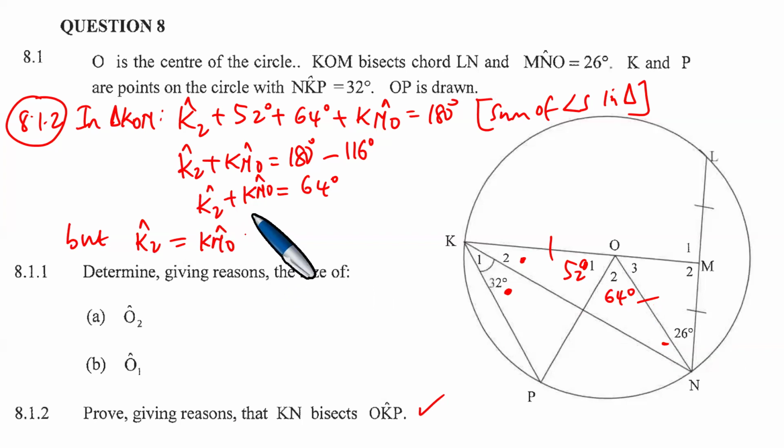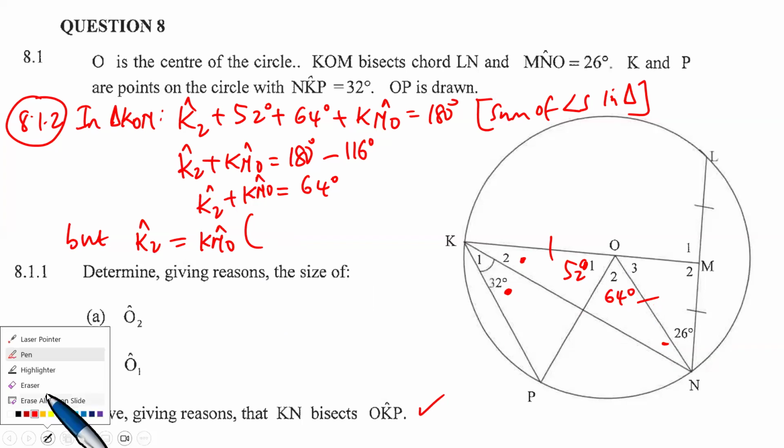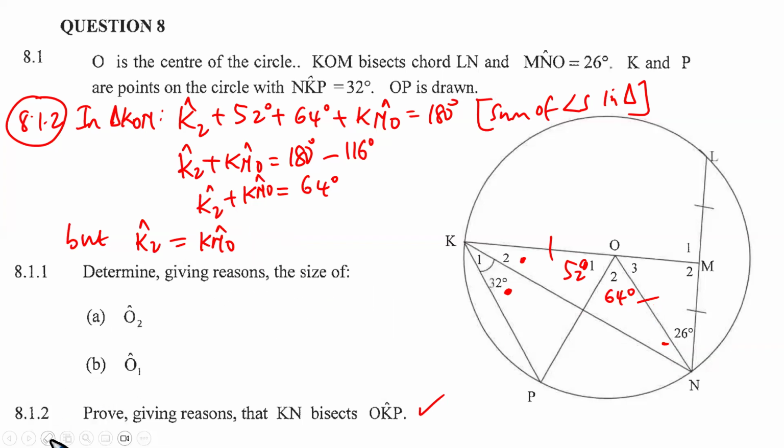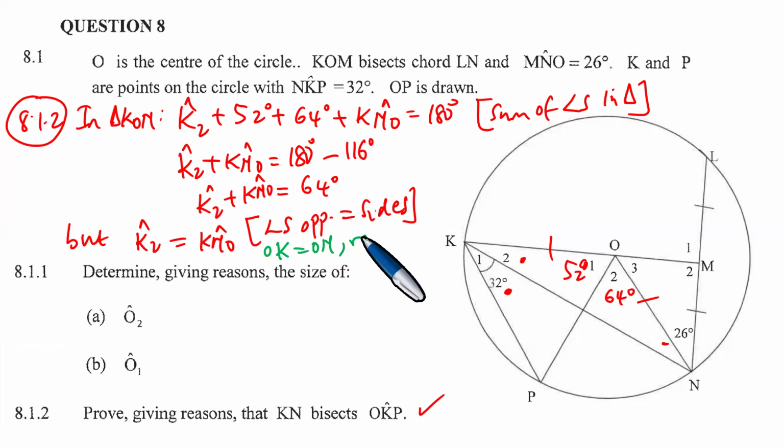And this is true. Why is this true? It is true because of angles opposite equal sides. We have a tendency of saying that one. If you don't want to say this, what you then say is OK equals ON, radii, like this.